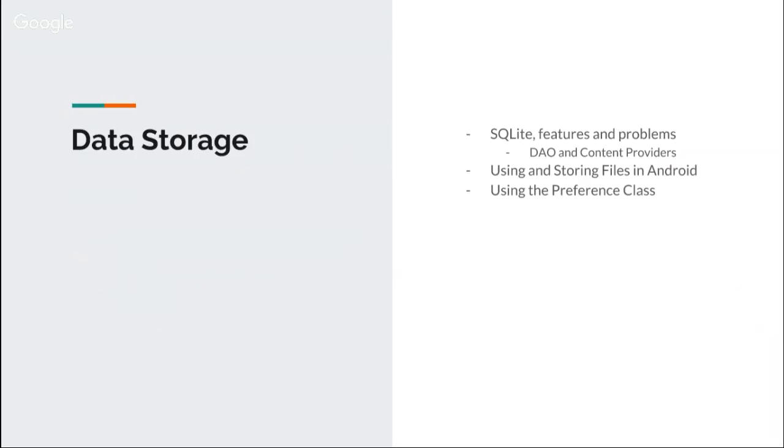Okay, then let's talk about the data storage, right? We saw three main ways of storing data in our applications, right? We saw SQLite and how we access an SQLite database using a content provider. In the activity, we also saw how to access the database by creating a DAO, a data access object.